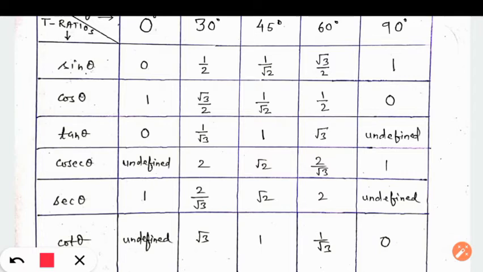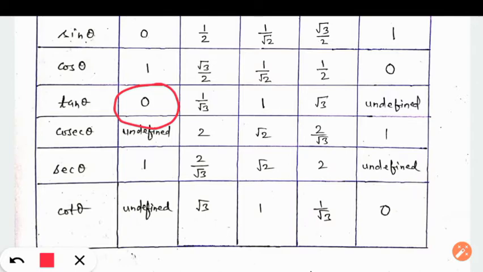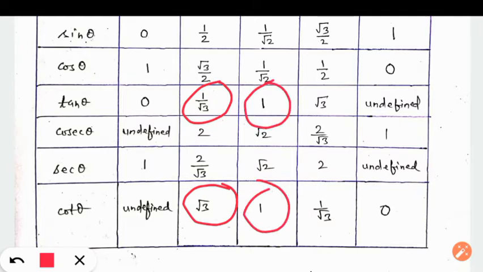Again, cot. Cot is the reciprocal of tan. So the reciprocal of tan 0, which is 0, is 1 by 0, and 1 by 0 gives you undefined. Cot 30 degree: tan 30 degree is 1 by root 3, and the reciprocal of 1 by root 3 is root 3. Tan 45 degree is 1, and the reciprocal of 1 is 1. Tan 60 degree is root 3, and the reciprocal of root 3 is 1 by root 3. That is why cot 60 degree is 1 by root 3.